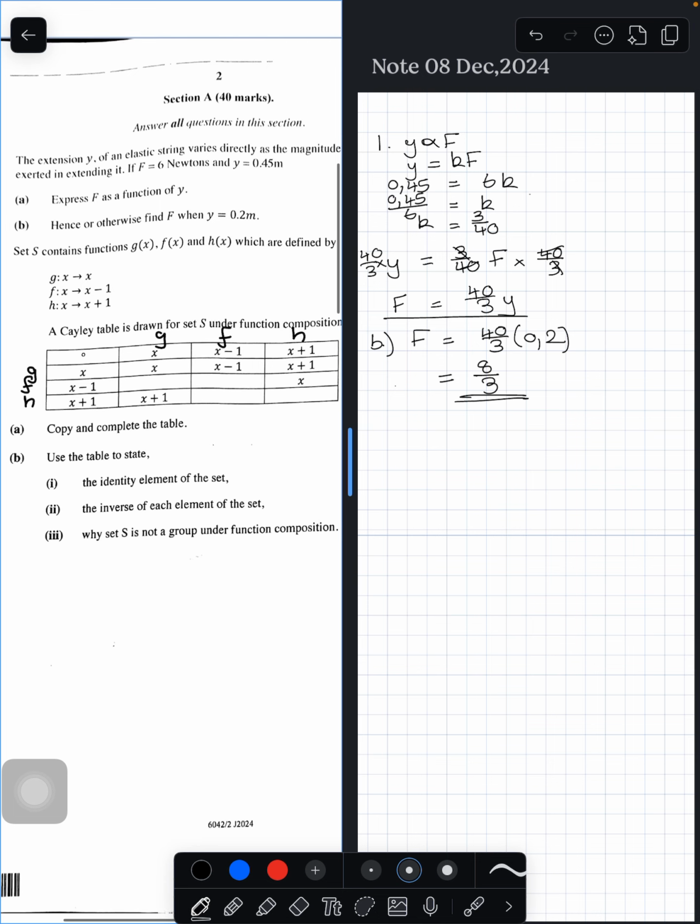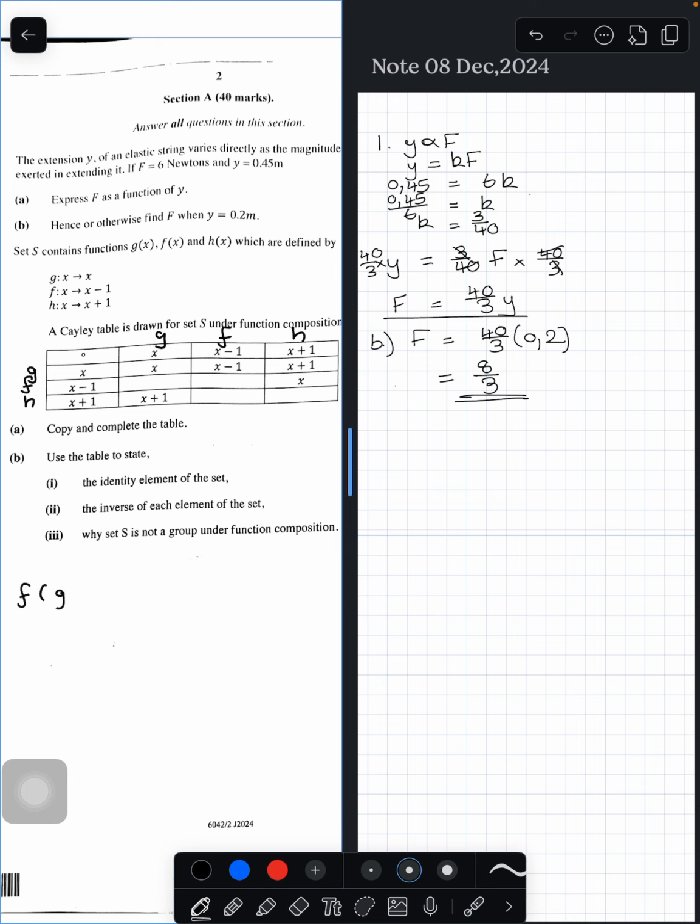Right, so the reason why for the first row we got x, because they say G of G. Then the second part, G of F is x minus 1. Then G of H is x plus 1. So since we're filling in the table, we're supposed to find F of G. Okay, so F of G is what we're looking for here.